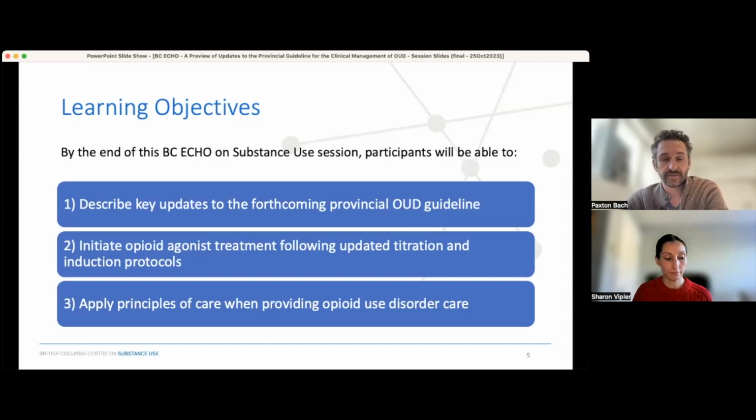These are the learning objectives for the didactic session. We're going to describe the key updates to the forthcoming OUD guideline, and I just want to be very clear that the tentative launch date for this guidance will be November 22nd. So this is a preview, but from a regulatory standpoint, we remain bound by our old guidelines until these become official. Secondly, we're going to talk a little bit about some of the clinical guidance changes specifically that are upcoming, including updated titration and induction protocols, and talk a little bit about updated principles of care that we've included in this iteration of the guidelines.